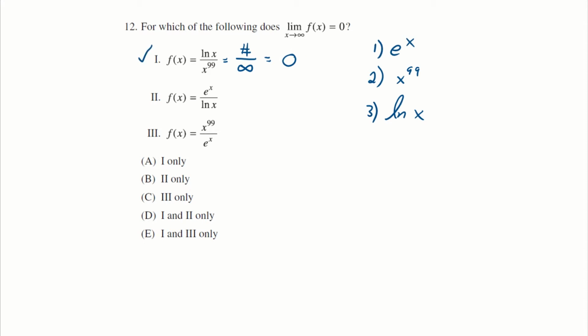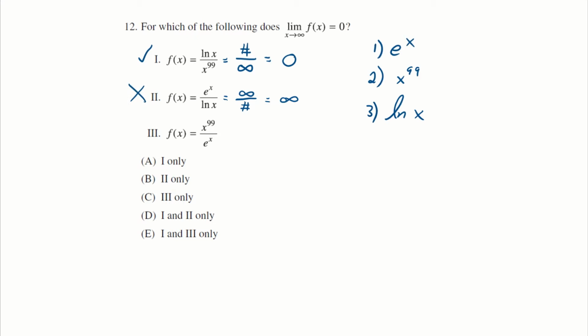So that means this does in fact equal 0. On the second one, which of these has a faster growth rate? e to the x does. So it's going to hit infinity while natural log is still puttering around being some normal number. Well, infinity divided by any number is still infinity. So that does not work.